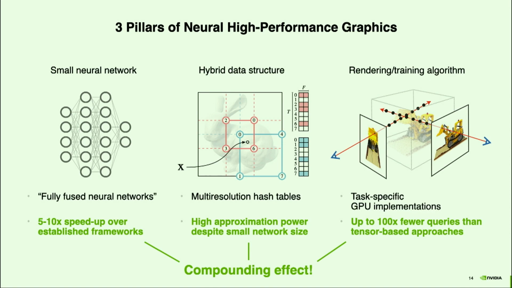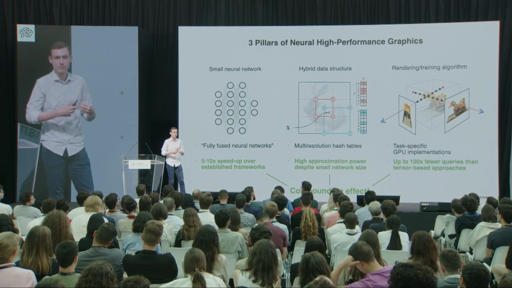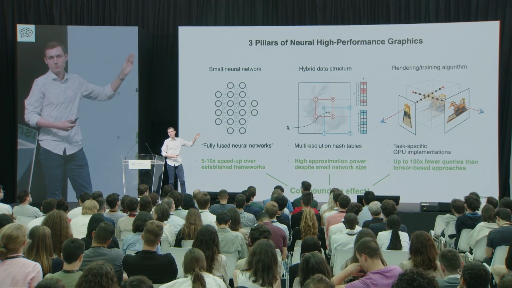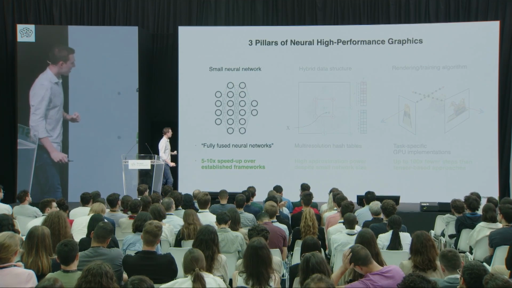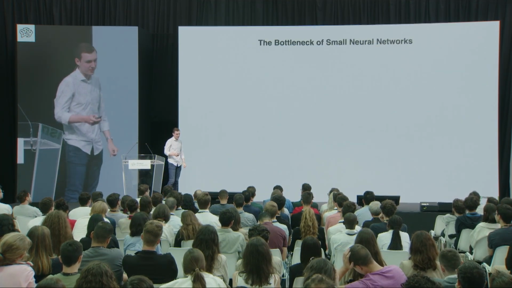And then by having these data structures, you can actually get approximation power that's on par with much larger neural networks that you had run before. And that's really what makes this combination of pillars a game changer, while every individual one would not have been necessarily. And I want to actually dive a bit deeper into the algorithms that underlie the small neural networks first.